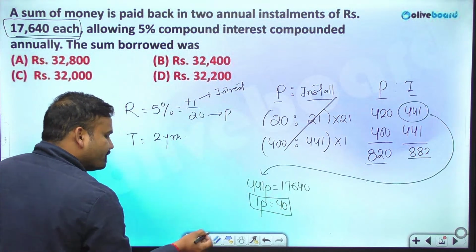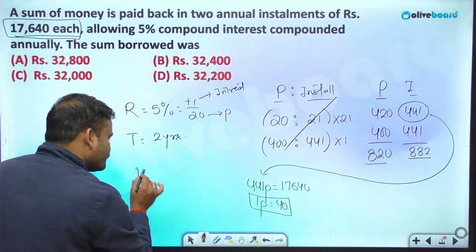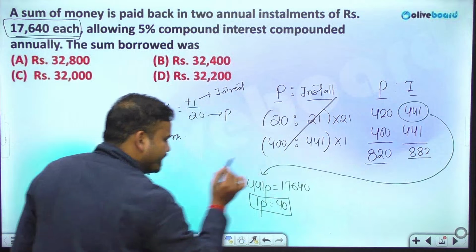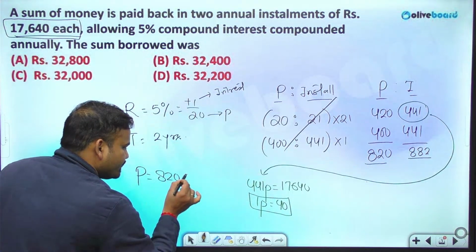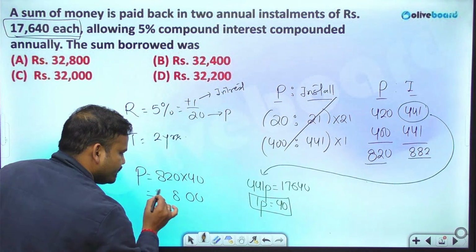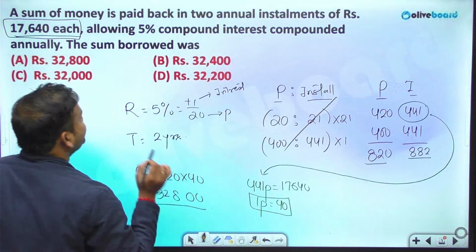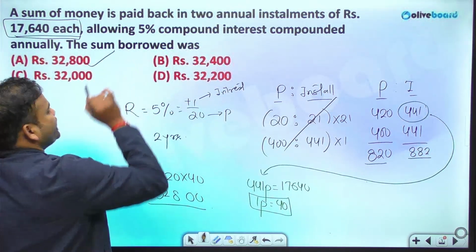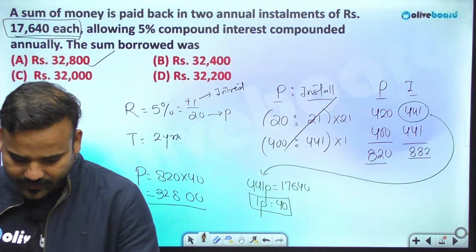The moment I got 1 unit, it will be 40. The principal borrowed was 820 times 40, so 32,800. That means option number A. The value of the sum will be 32,800.